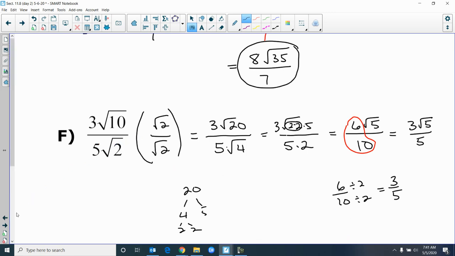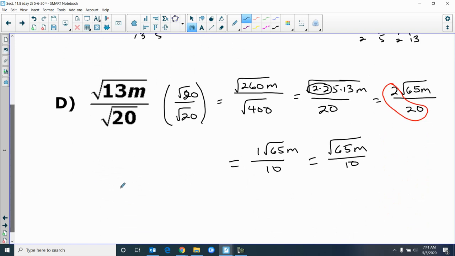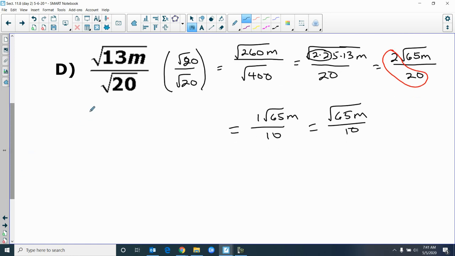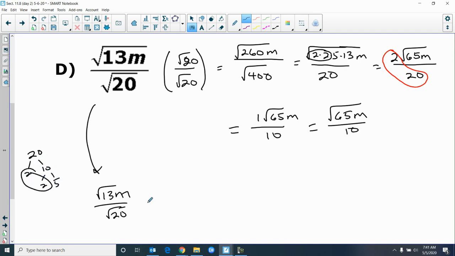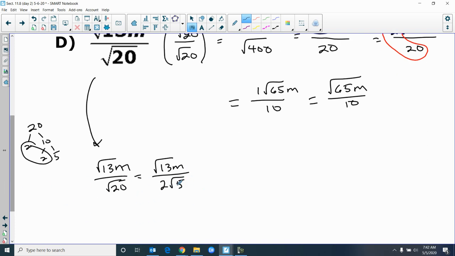Okay, now let me go back to D. And here's what I wanted to do with D. I wanted to do that one first. So there's 2 ways to do it. So you got square root of 13 over square root of 20. If you have a number in the denominator that reduces, 20 reduces to 2 square root of 5, you can do that first and maybe save yourself a little bit of reducing at the end. But now I wanted to do the one before, so that we talked about if you have a number on the outside and the square root, you just multiply by the square root.